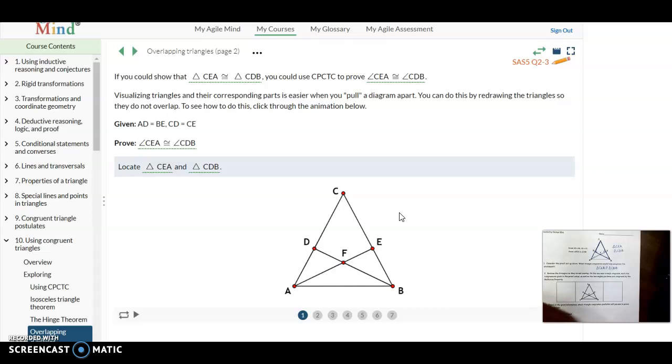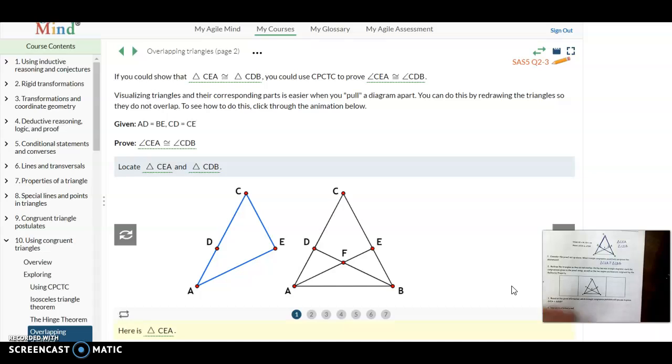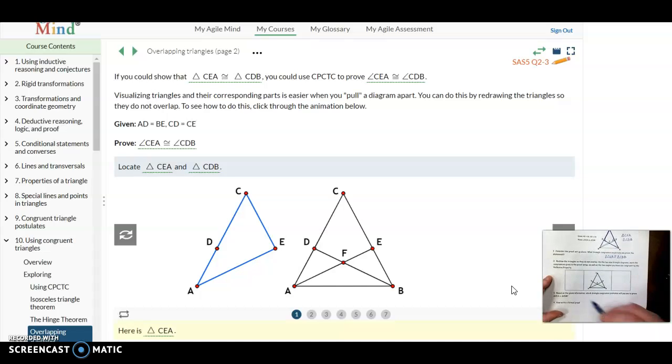In question number 2, it asks you to redraw the triangles so that they do not overlap. So we can see that here, we have the same figure in this animation, and you will see that they pull out triangle CEA. So that's what you want to do on the left side of your notes. You want to just draw triangle CEA. We're going to label its parts. So this is vertex E, C, and A down here, and also estimate point D on your figure as well.